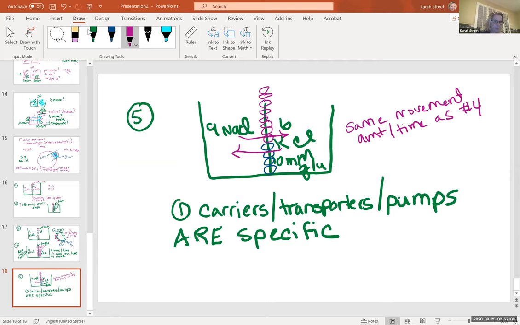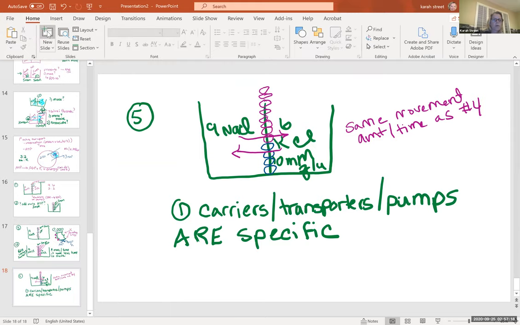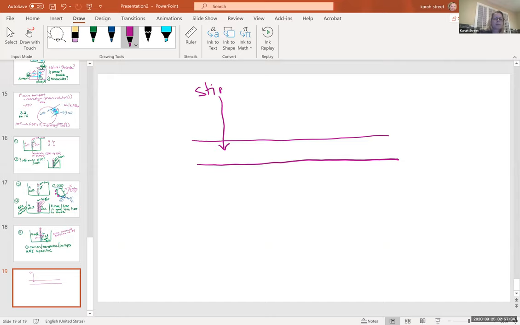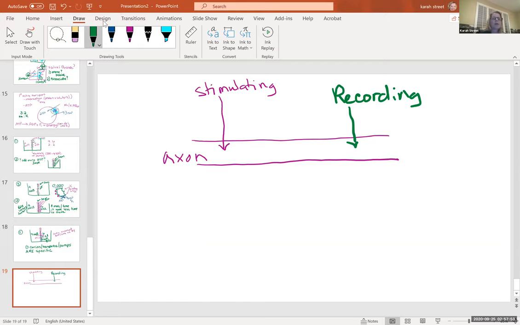Now let's get to activity 3, and that is one that I gave you. In activity 3, this is what you were doing. You had an axon and you had a stimulating electrode. And you were applying a current into the axon. Downstream, you had a recording electrode. And you were asking, how much current would you have to insert into the axon to get an action potential?